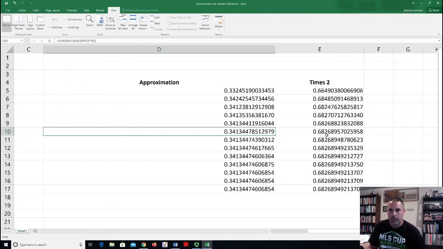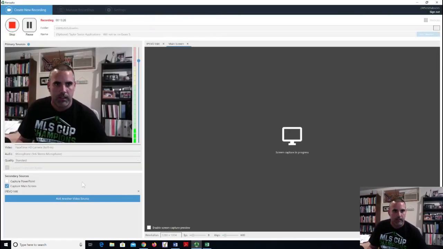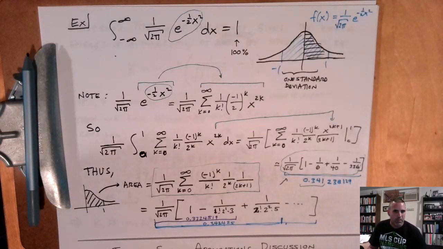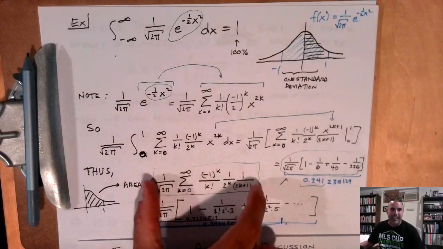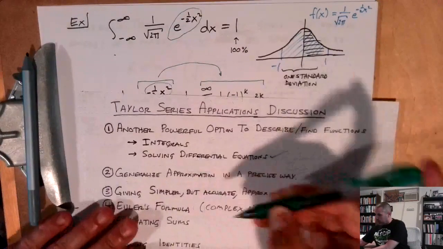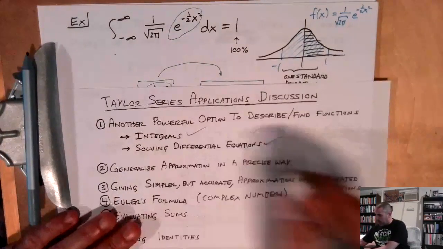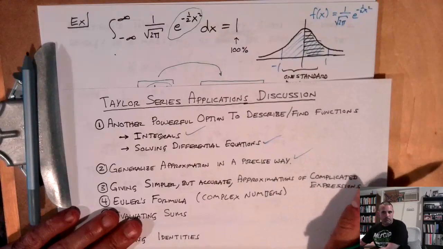And then if you wanted to multiply it by 2, that would be the standard deviation is 68.26. So I think that's kind of interesting. Not so much that you couldn't find that approximation somewhere else, but that this just gives you a general way to give sort of exact answers if you're willing to accept that. Okay, so there was a little bit about integrating and a little bit about generalized approximations in a precise way.